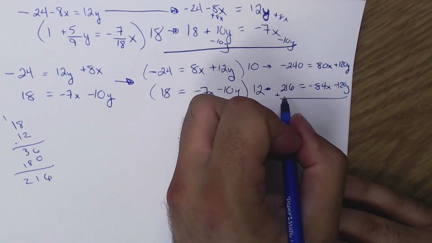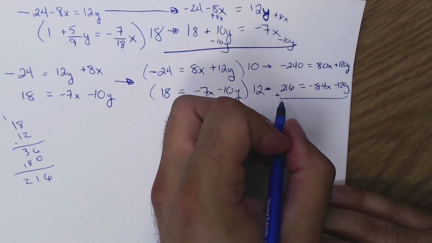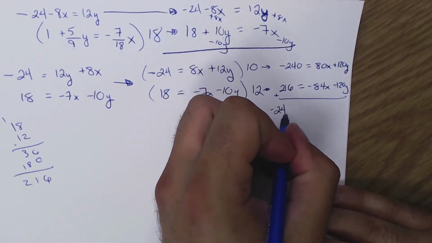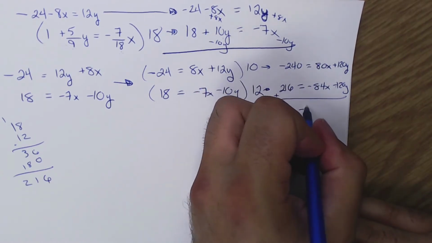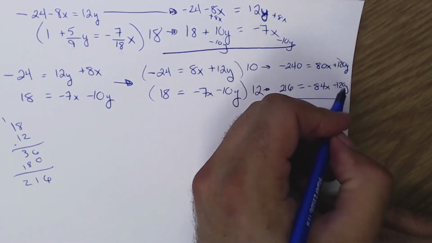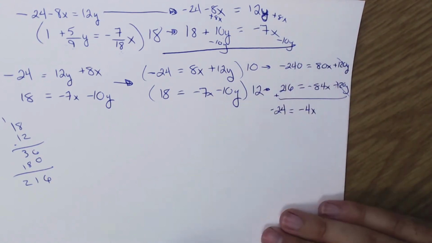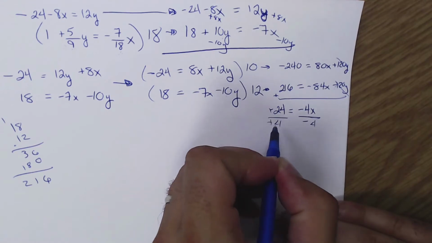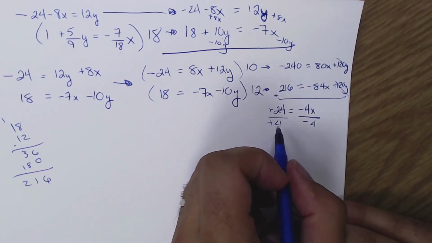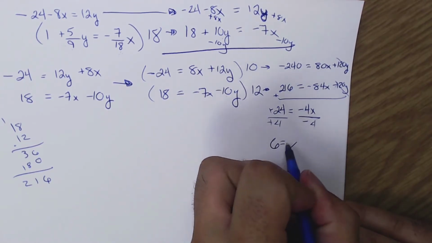Negative 240 plus 216 is 24, but it's negative. 80x minus 84x is minus 4x. And again, my y's cancel. Awesome. Dividing everything by a negative 4. Negative divided by a negative is a positive. 24 divided by 4 is 6.